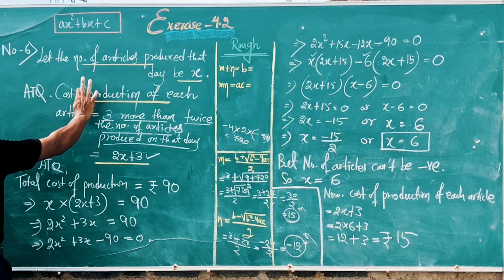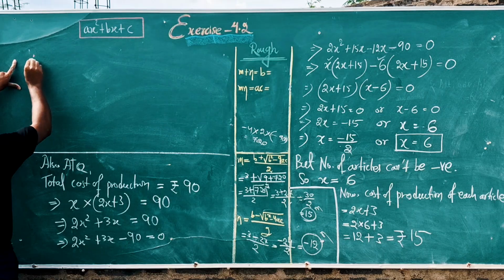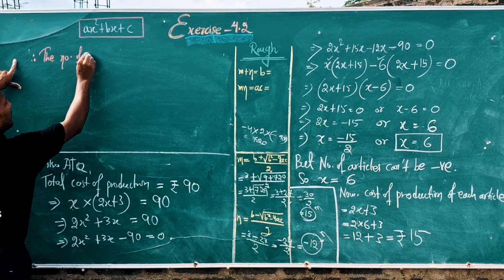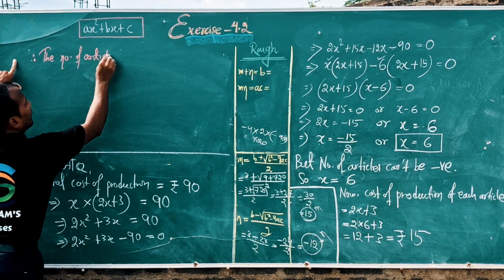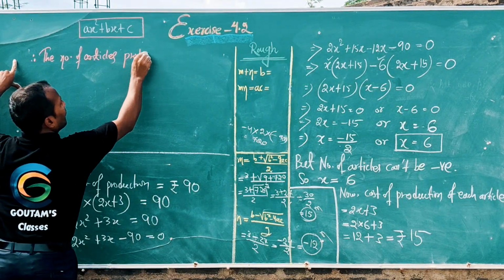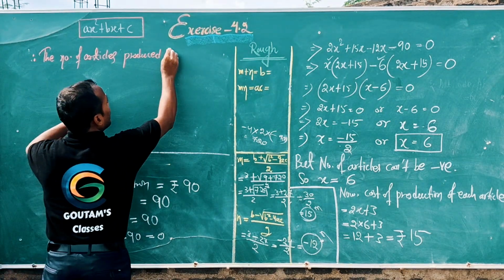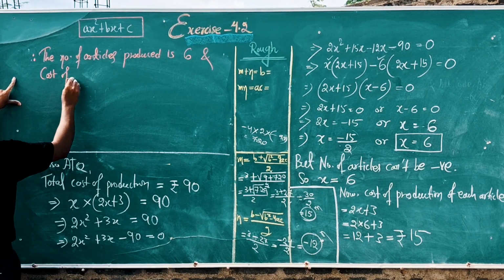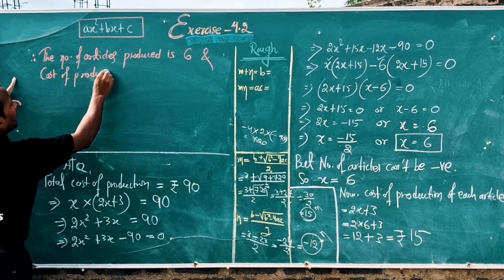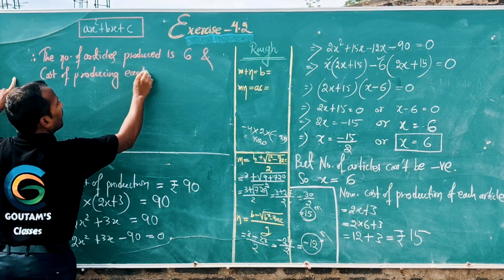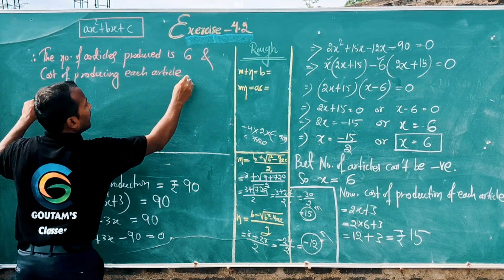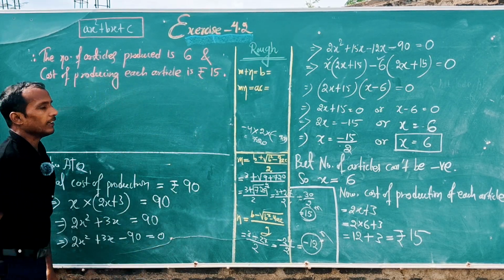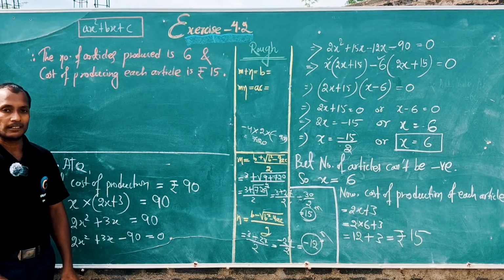Okay, let me erase this part. So let me write the final statement. The number of articles produced is 6 and the cost of producing each article is rupees 15. Clear? Here we end question number 6.